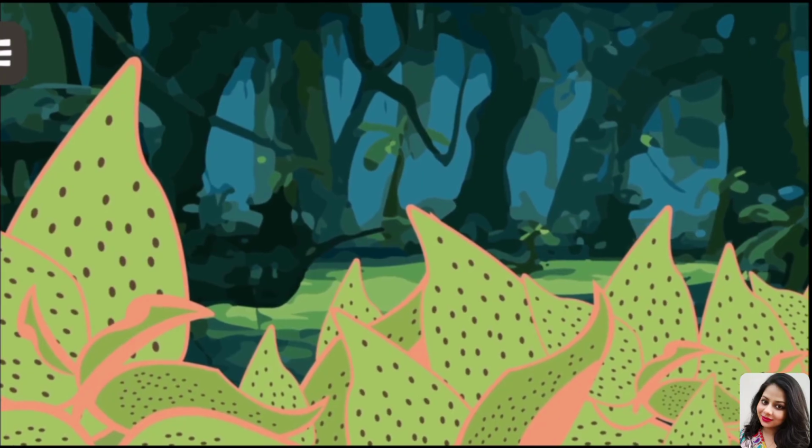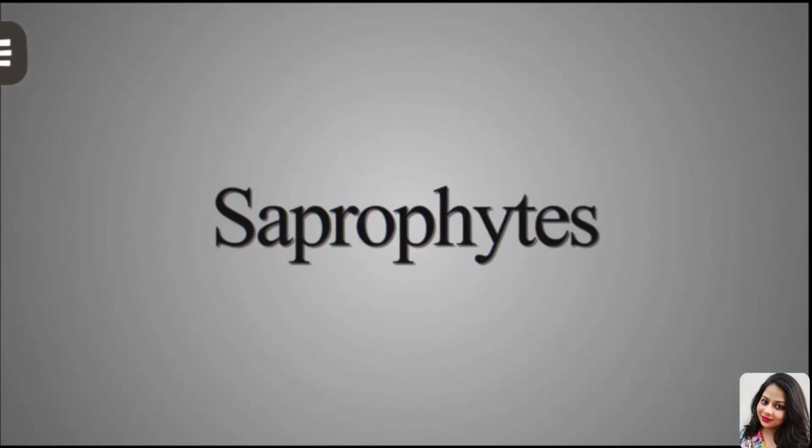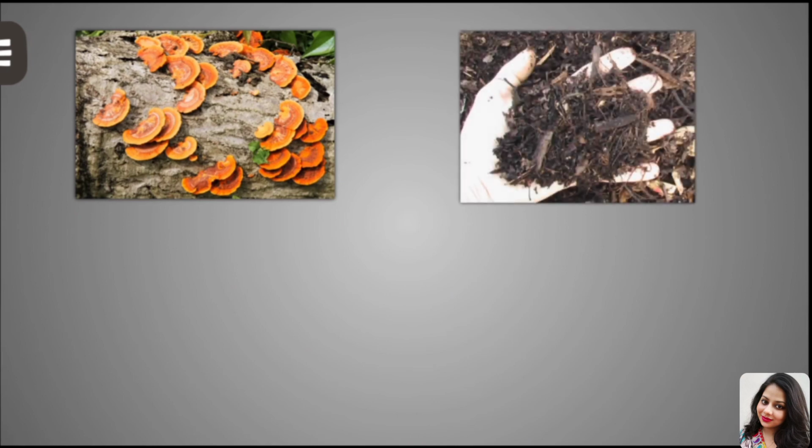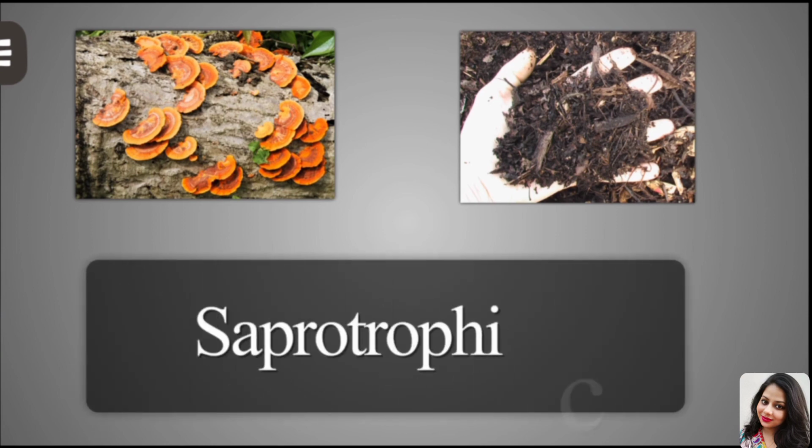Now let us talk about saprophytes. This is a method of nutrition in which organisms obtain its nutrition from dead and decaying matter. This method of nutrition is called saprotrophic or saprophytic nutrition. The organisms using saprotrophic or saprophytic mode of nutrition are called saprotrophs or saprophytes.